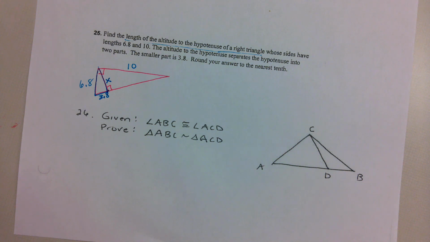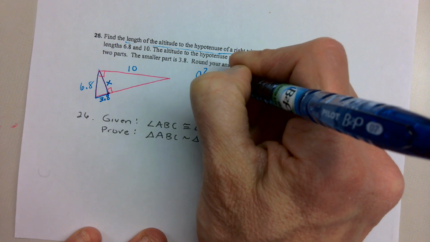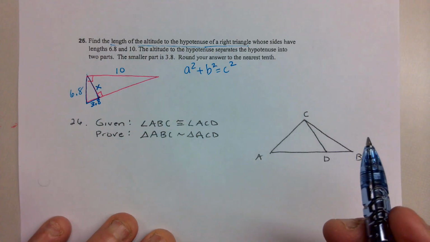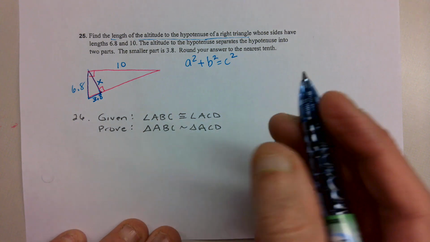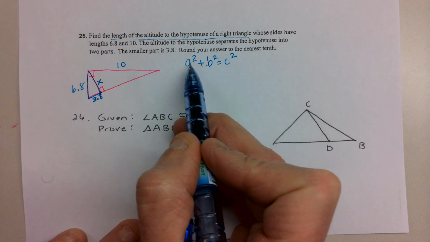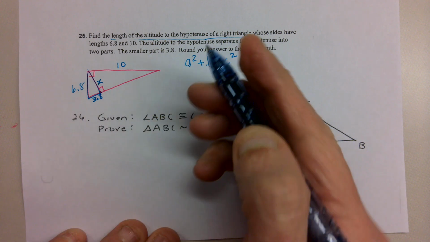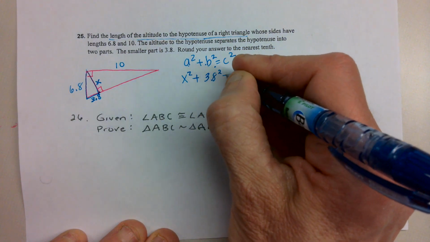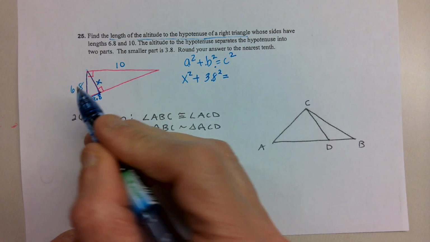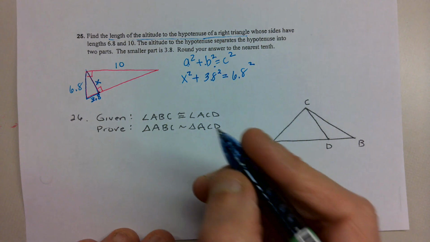Pythagorean theorem. A squared plus B squared equals C squared. I hope you have sweet dreams about Pythagorean theorem. These two are the legs. Where are the legs here? X is a leg and 3.8 is a leg. Squared equals the hypotenuse, 6.8 squared. So we need to solve that.